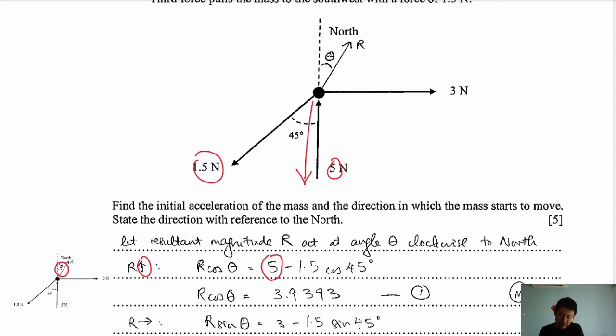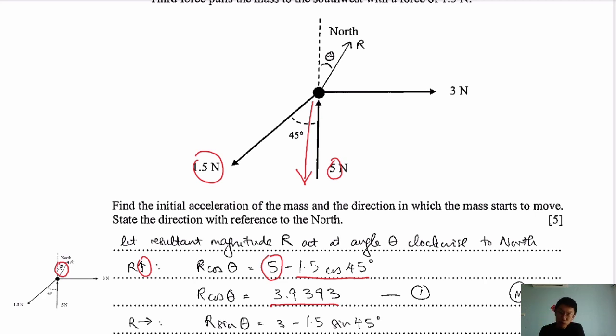Okay, so when we resolve this 1.5 Newton, we will actually have 1.5 cos 45 degrees. So that gives us R cos theta, which is 3.9393. This is the first thing that we can actually find. So that will be the vertical component of our resultant force.